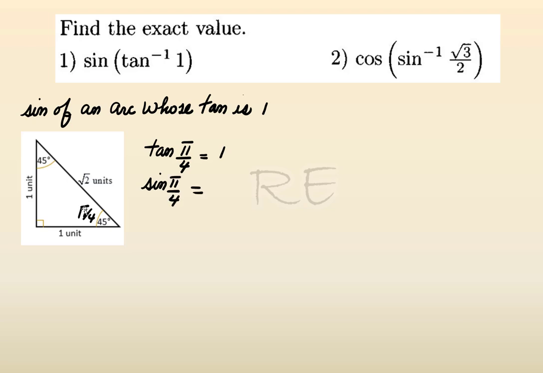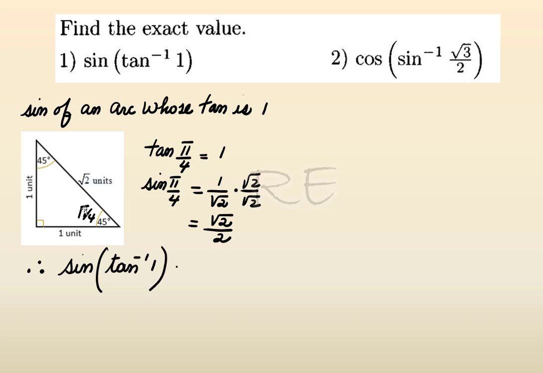So the sine of pi over 4 will be opposite over hypotenuse, 1 over square root of 2, which when rationalized becomes square root of 2 over 2. In conclusion, the sine of an arc whose tangent is equal to 1 is square root of 2 over 2.